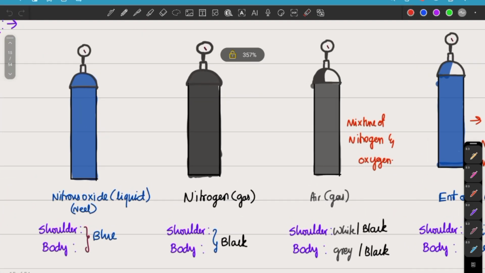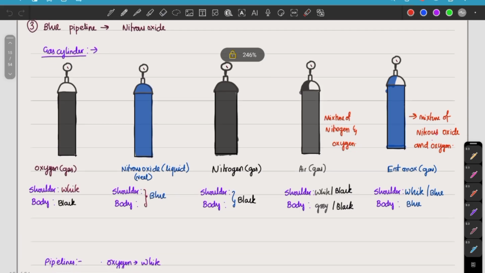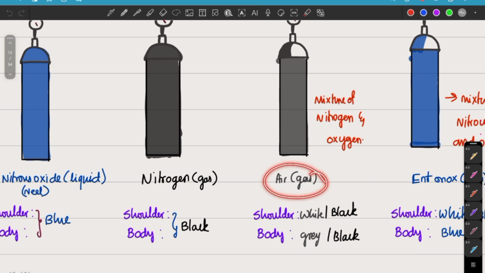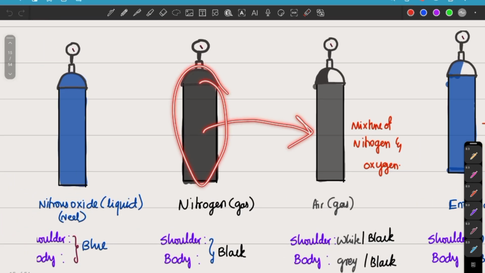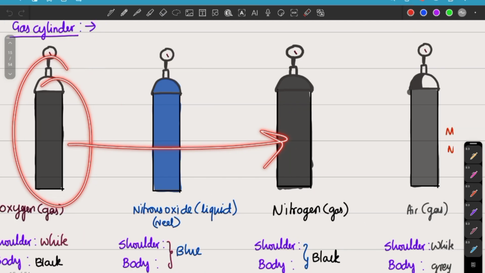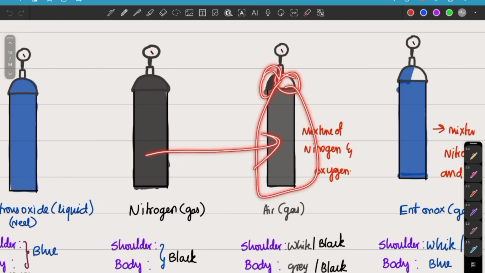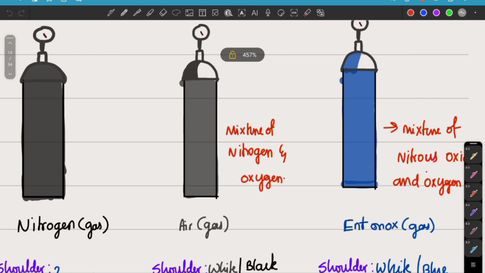Whereas nitrogen is black. It is a gas, nitrogen is black. Next, coming to air. Air is a combination of what? Oxygen and nitrogen. So we will combine this cylinder with this cylinder, and we get the shoulder half white and half black, and the body full black. So this is the mixture of nitrogen and oxygen. You can remember like that.